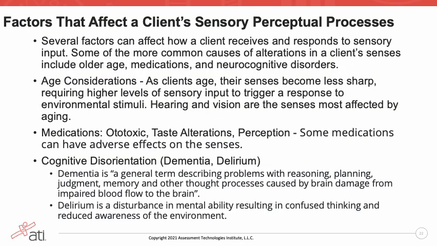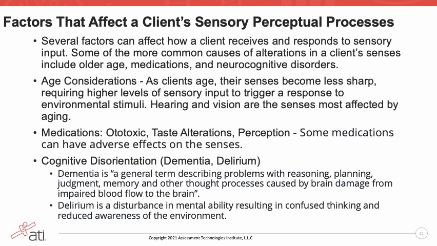Several factors affect how a client receives and responds to sensory input. Some of the more common causes of alterations in a client's senses include older age, medications, and neurocognitive disorders. Some of these factors are modifiable, and a treatment plan can be implemented to either reverse or slow sensory changes. Other factors, such as age, are non-modifiable. However, there are actions that a client can take to reduce the risk of a sensory disorder.